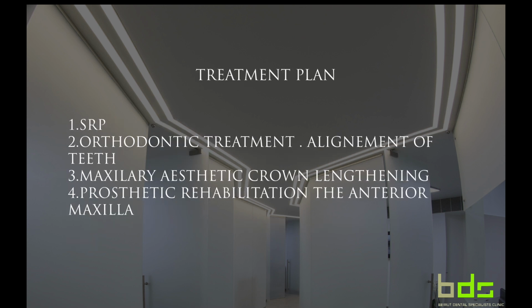Our treatment plan would first start with the scaling and root planing and orthodontic treatment for alignment of the teeth, then complete the maxillary aesthetic crown lengthening to gain more clinical crown height, and finalize the case with the prosthetic rehabilitation of the anterior maxilla using Emax veneers.